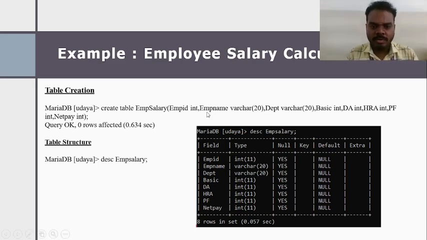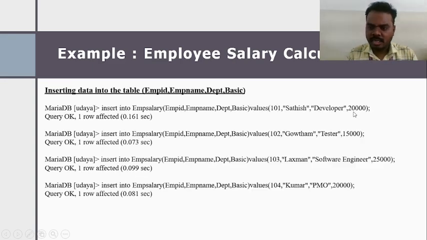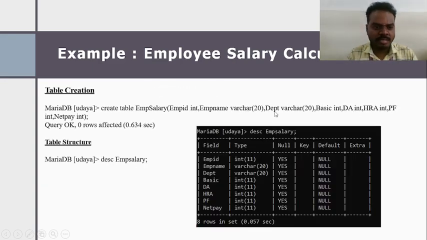I am going to assign the types: employee ID is an integer, employee name is a varchar, department is a varchar, basic as integer, DA as integer, HRA as integer, PF as integer, NetPay as integer. Once you enter this command, it will create the table.